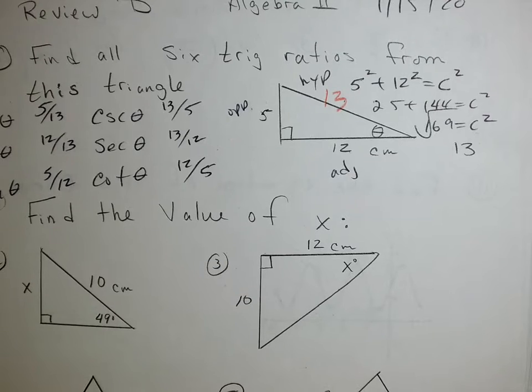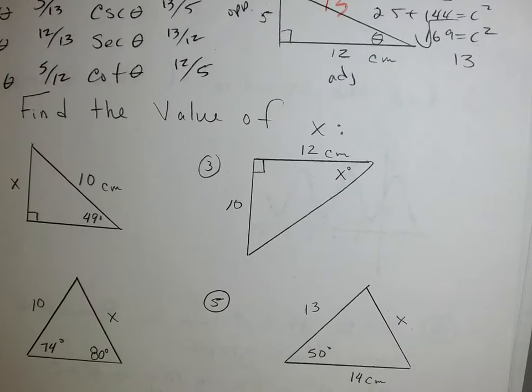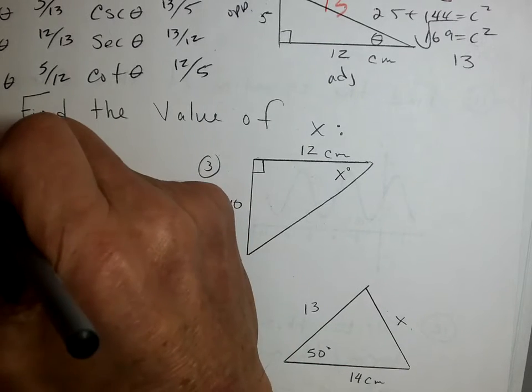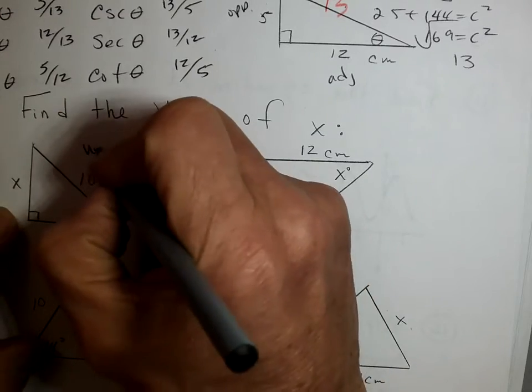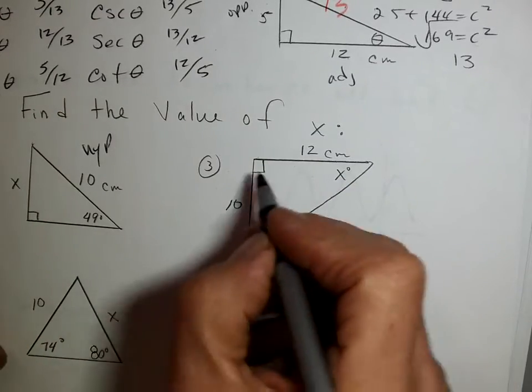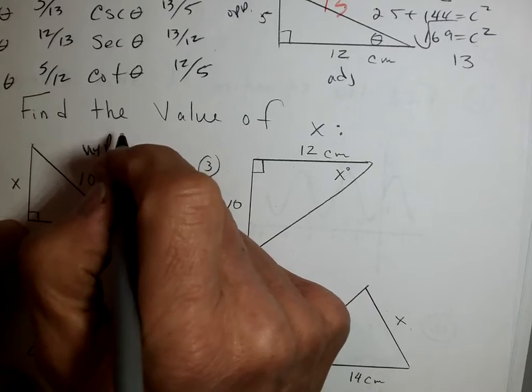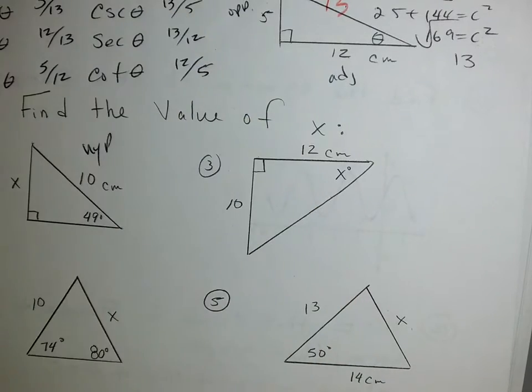Okay, number 2. I've got a couple of ways to do it, but since it's a right triangle, I'm going to set it up using right triangle trig. You could use the law of sines, but I'm not. So if I want to find x, that's my opposite. 10 is my hypotenuse. Opposite over hypotenuse, I look up on the board, is sine.